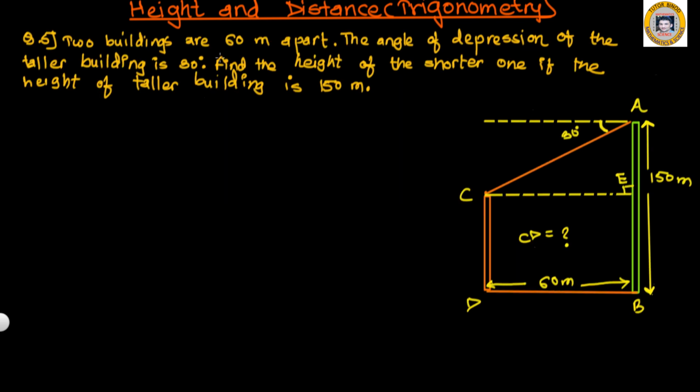Two buildings are 60 meter apart. So this is two buildings. One is CD and another is AB. So AB is the taller one, whereas CD is the shorter one. The angle of depression of the taller building is 30 degree. Whenever you see from here, the angle made by the horizontal with the downward side of line AC is 30 degree. So this is 30 degree.